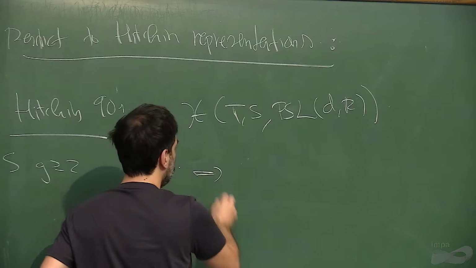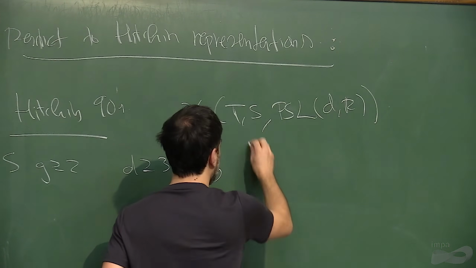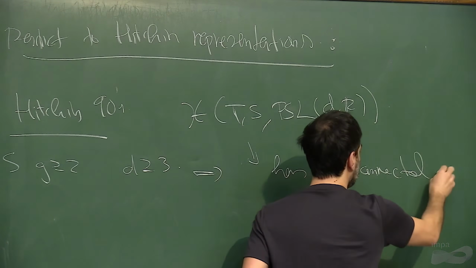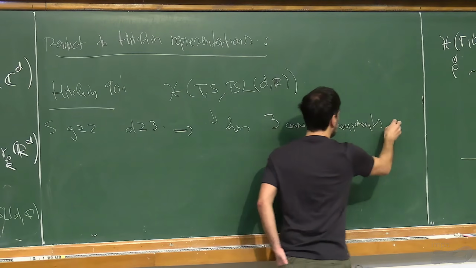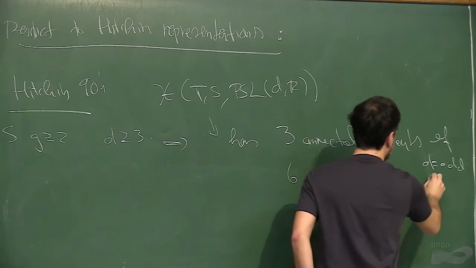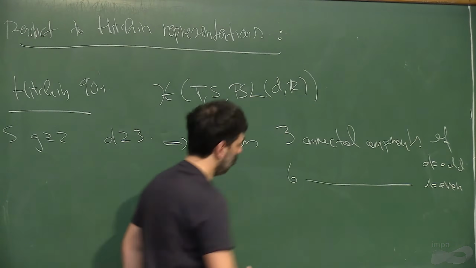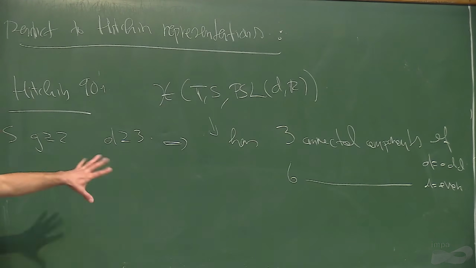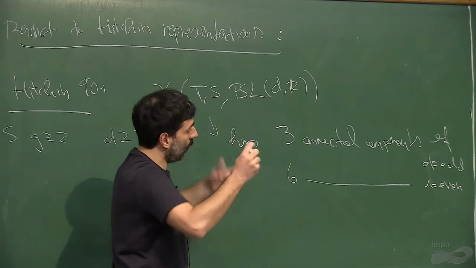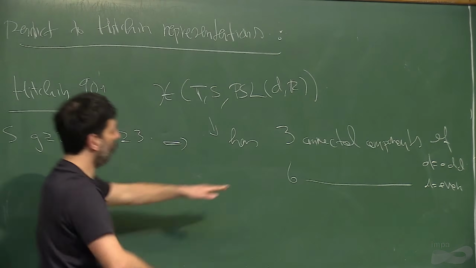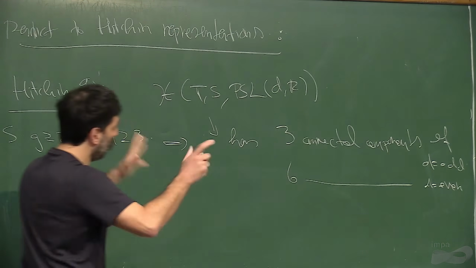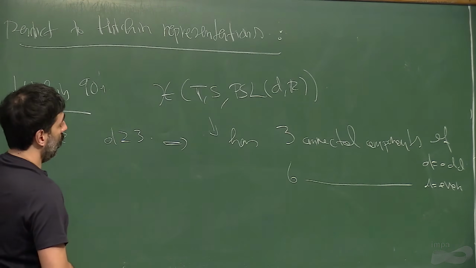And essentially, he said that this space has 3 connected components if d is odd, and 6 connected components if d is even. These 6 connected components appear because when d is even, PSL_d has an extra outer automorphism that doesn't preserve the component. So when d is even, you have these 3 and other 3 that you obtain by applying this outer automorphism of PSL_d(R).